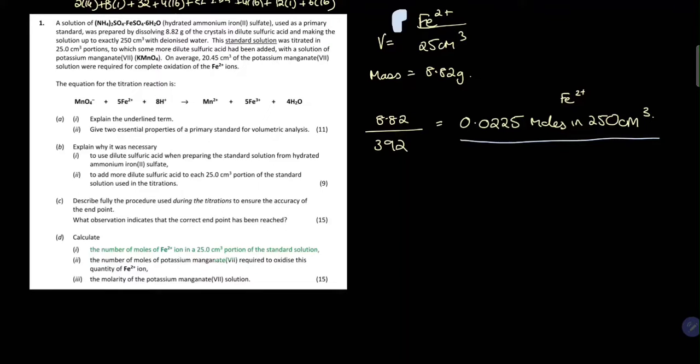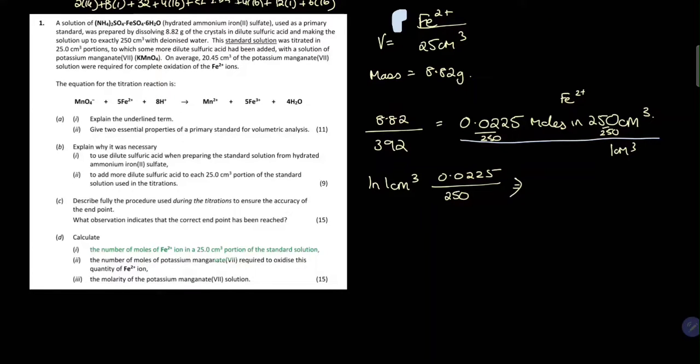So the question is asking in a 25 centimeter cubed portion. So let's go again with the top process. That's the amount of moles in 250 centimeters cubed. If you're able to do it, you can go straight to 25 centimeters cubed. But if you can't, we can bring it down to in 1 centimeter cubed. We have how many moles? So you're going to take 0.0225 and divide it by 250, because 250 divided by 250 is going to get you the 1 centimeter cubed. So we're going to have to divide this number by 250 as well.